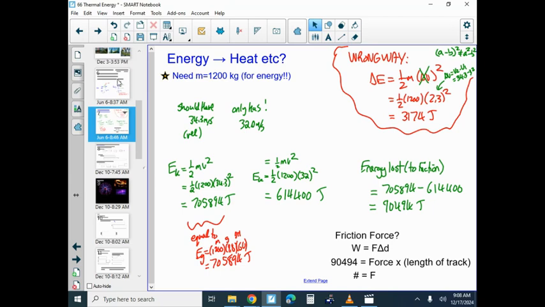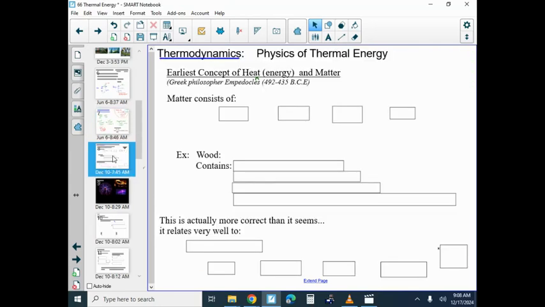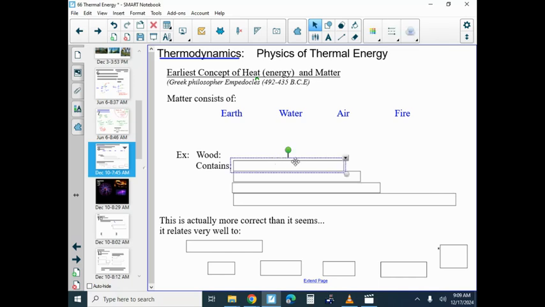All right, so that's old news. That's stuff that we've seen. Let's look at some of the really old news, the history of how our understanding of thermal energy came about. The earliest concepts to do with heat and energy and matter were, crazy enough, earth, water, air, and fire. They literally thought everything was made up of earth, water, air, and fire.